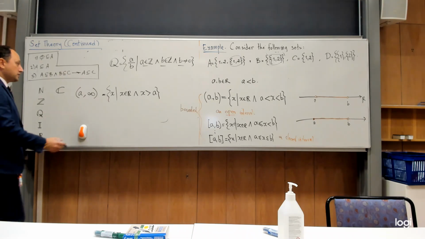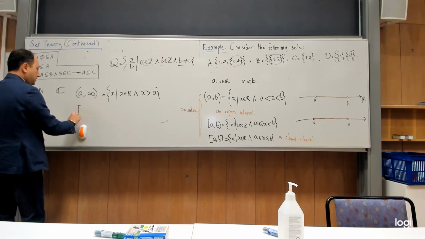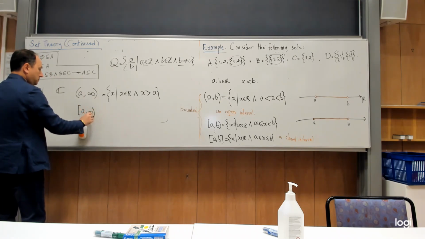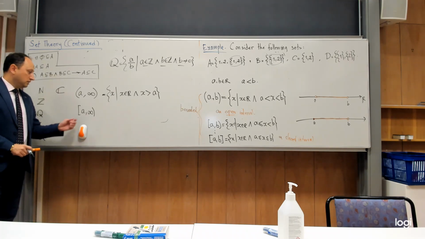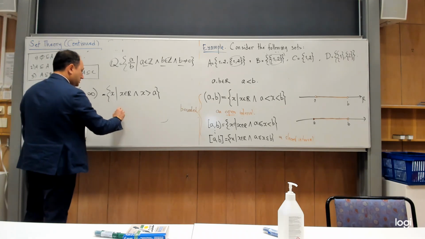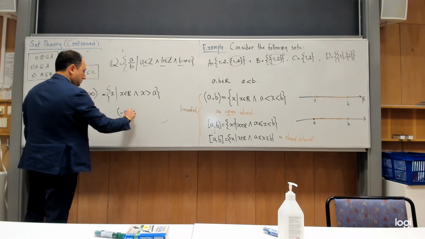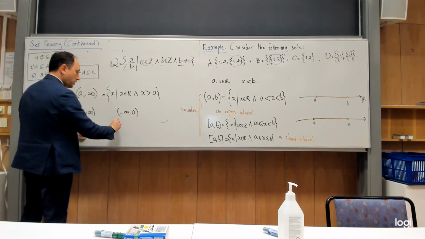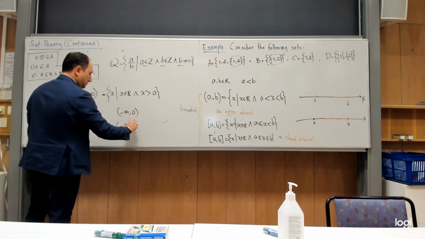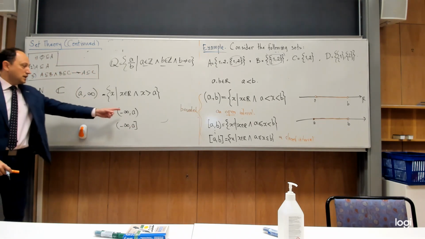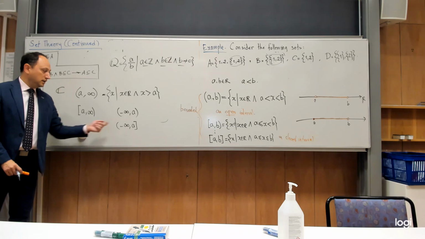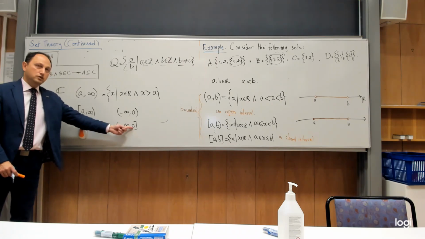For example, what is the meaning of this? Can you tell me? What is the meaning of this? Yes? That it can also be equal to A. Okay? We can also have this. We can also have this. Yes? Agree? So this means strictly smaller than A. This means less than or equal to A.